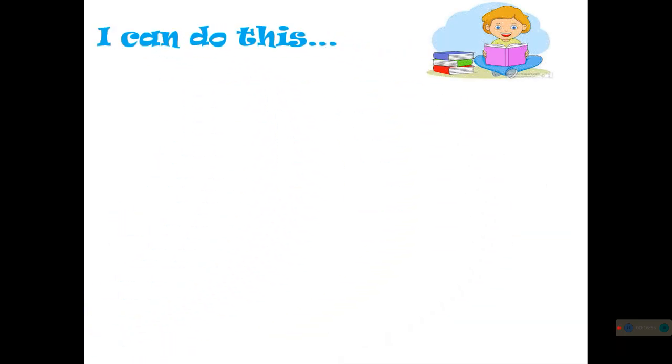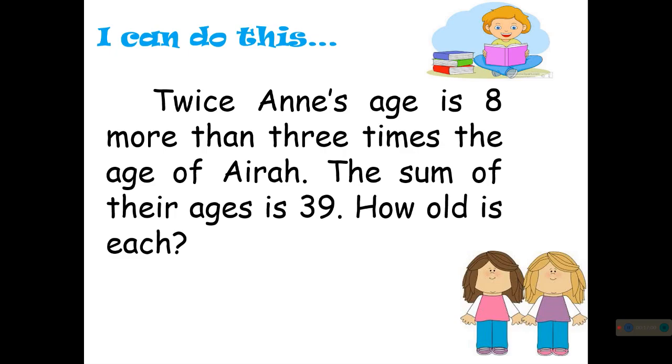Okay? So, for our next slide, let us have this. And I want you to solve this if you have your time. But if you don't have, just read it. Twice Anne's age is 8 more than 3 times the age of Ira. The sum of their ages is 39. How old is each? Okay?